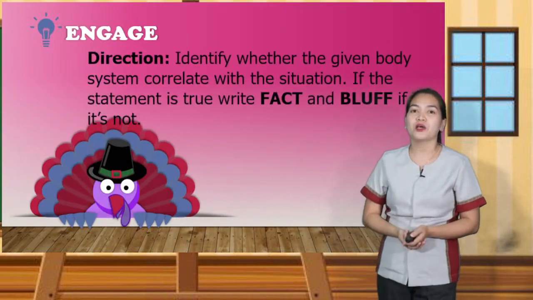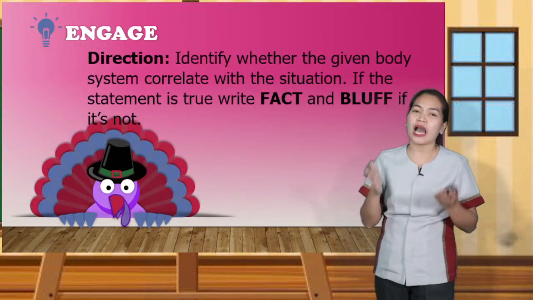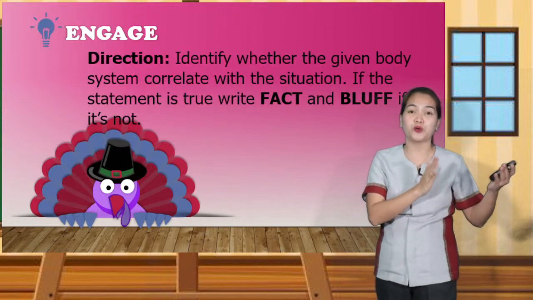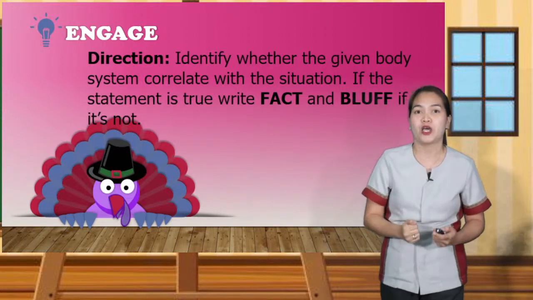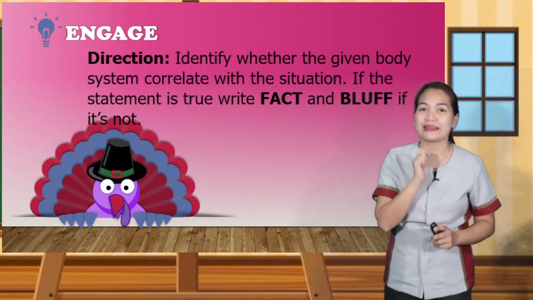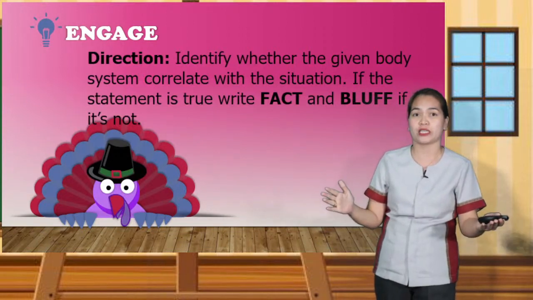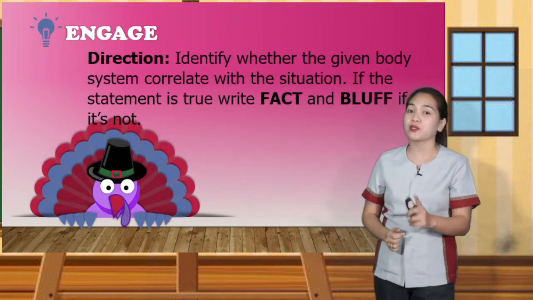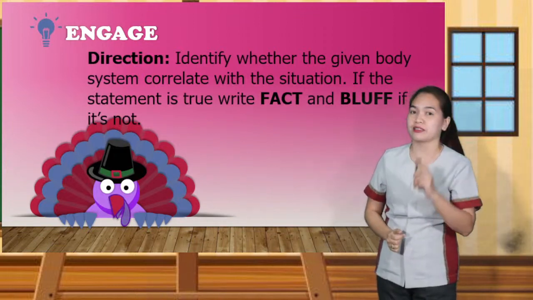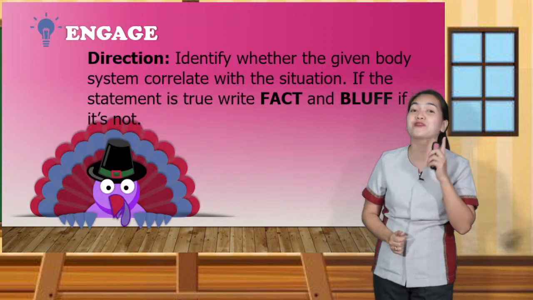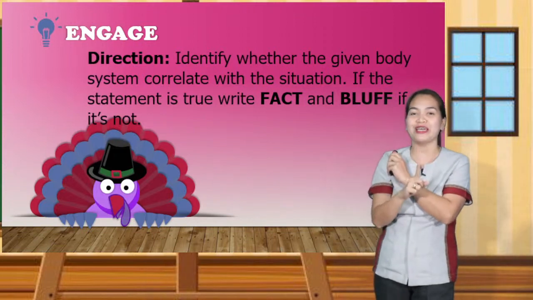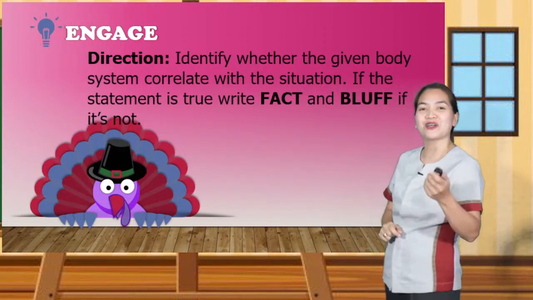All right. So this time, let me check how much knowledge you have on this lesson. What you will do is identify whether the given body system correlates with the situation given. If your answer is correct, then you have to write fact. But if it's not, then you have to write bluff. So are you ready? Okay, let's start with the first one.